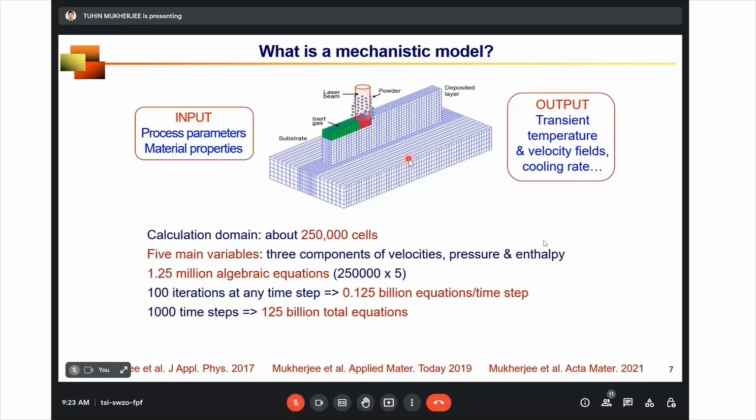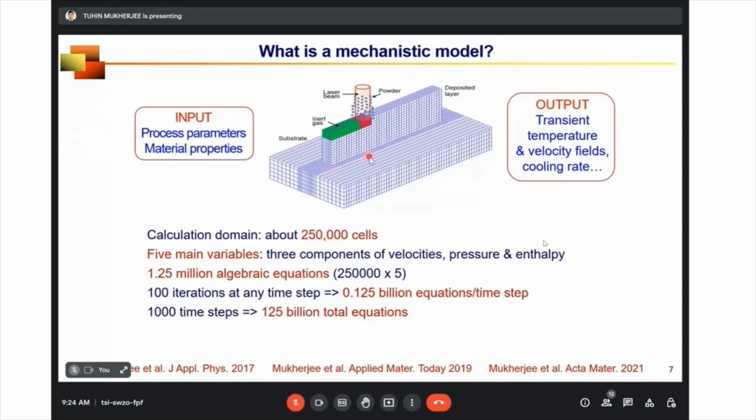Let's say you are depositing a 1 centimeter long track. That's your solution domain. That typically has around 250,000 cells. Cell means these small control volumes. And you are solving for five main variables: three components of velocity of the molten liquid, pressure, and enthalpy, from which we can calculate the temperature. So at the end, you are solving around 1.25 million algebraic equations.